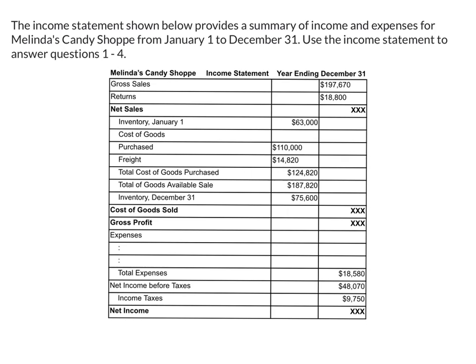The income statement shown below provides a summary of income and expenses for Melinda's Candy Shop from January 1st to December 31st. Use the income statement to answer questions 1 through 4. So here we have a sample income statement. Notice that several values are given to us. These values are values that the business already knows. So we would already know the gross sales, the returns, inventory, and then our expenses. We're going to use these values to compute the net sales, cost of goods sold, gross profit, and net income.